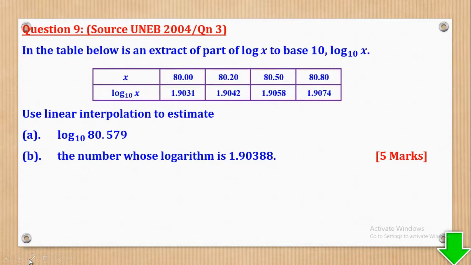Then part B, they said estimate the number whose logarithm is 1.90388. So 1.90388 is between these two values, 1.9031 and 1.9042. So we are going to extract out these two values, and in between them we shall add a column whose value of log base 10 of x is 1.90388.